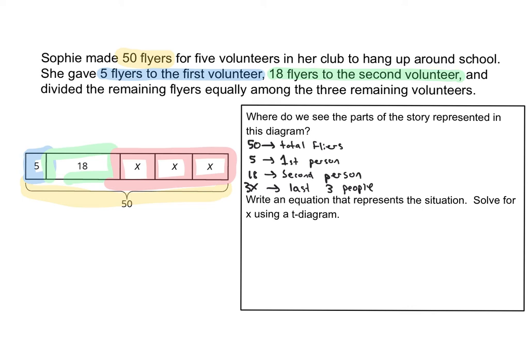Now let's write an equation that represents the situation. And I think your notes say something else. Believe your notes, not this. We're not quite to T diagrams yet. So our equation could look any number of ways.